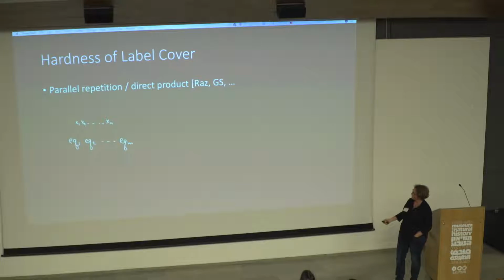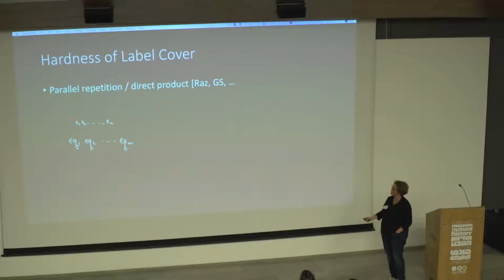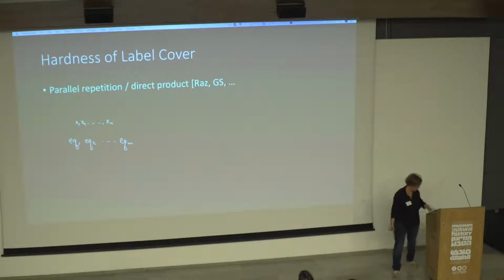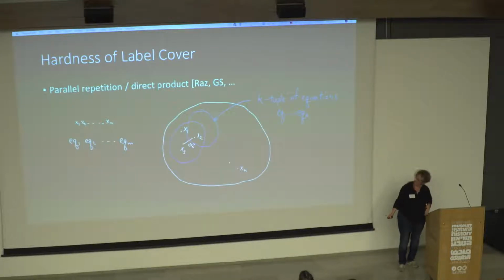And so how do you do that? Suppose you already proved the PCP theorem and you have an instance here that has a gap. So you know that it's NP hard to decide if all of the equations are satisfiable or if at most 99%. So what we do is kind of a parallel repetition step. Also, you can think of it as direct product.